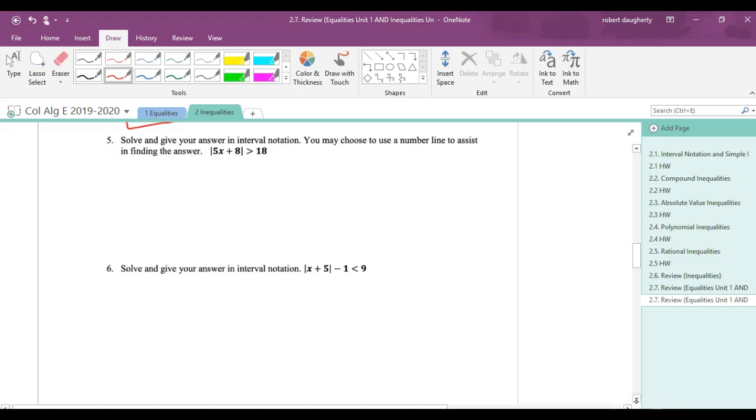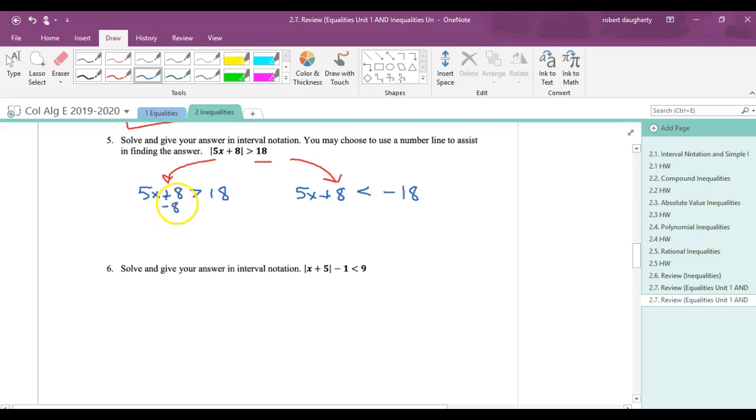So, solving inequalities with absolute value. Got a positive number here. Our strategy was to break this into two problems. First problem, 5x plus 8 greater than 18. Second problem, 5x plus 8 less than negative 18. Okay, so I flipped the inequality and the sign.